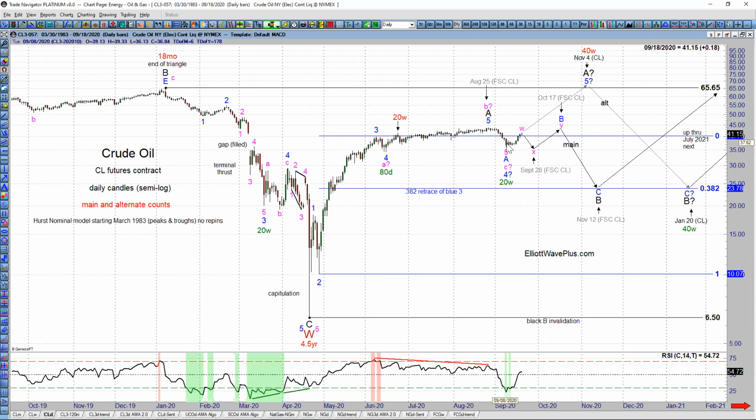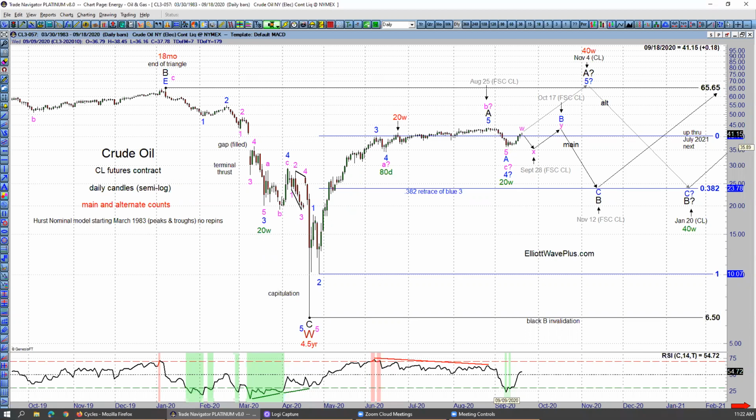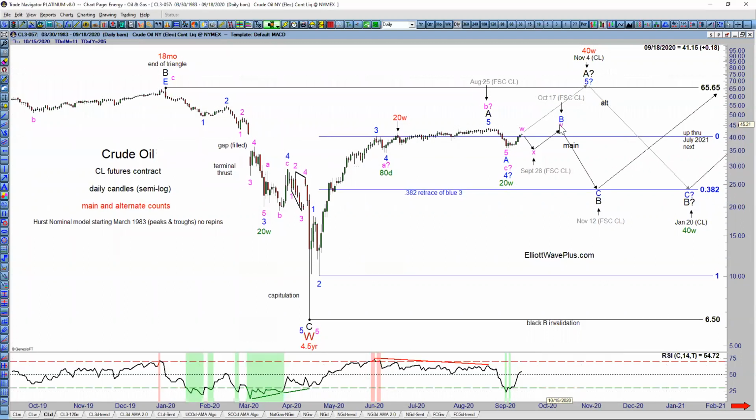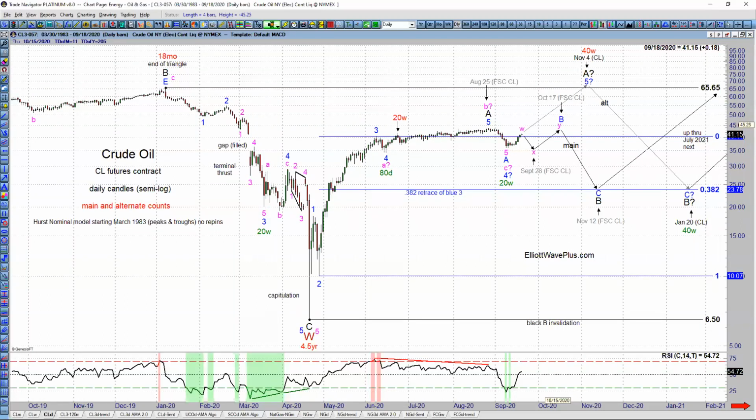So is this move to the downside the beginning of something, or the end of something? Well, on my main count, I've got 5 waves up complete at the high that occurred in late August. And then I've got this move down as a wave A. So I'm calling it the beginning of something on my main count. And now we're going to get a wave B, and that wave B could make a new high above the black.